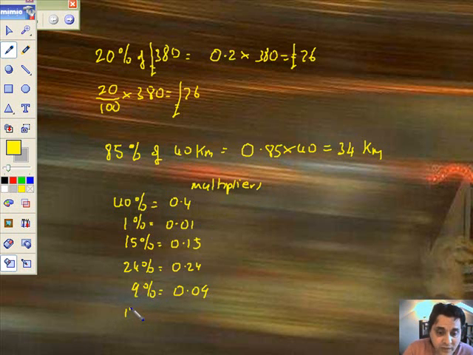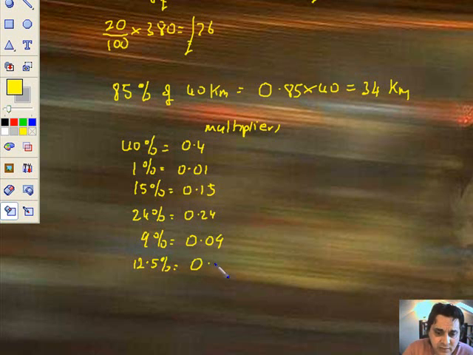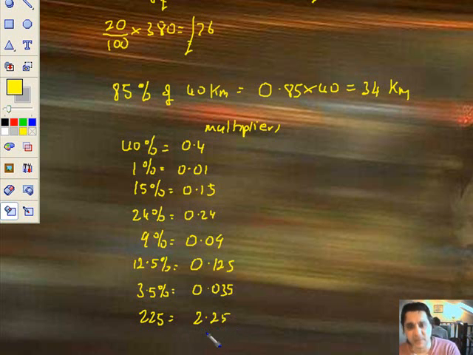Let's just carry on. 12.5%, don't be fooled by it. 0.125. Alright. 3.5%, again, don't be scared of it. Just think, there is 3%, so 3.5% will be 0.035. And the last one, 225%. Well, that'll be 2.25, 2 being 200 and the 0.25 being the 25%. And they're multipliers.